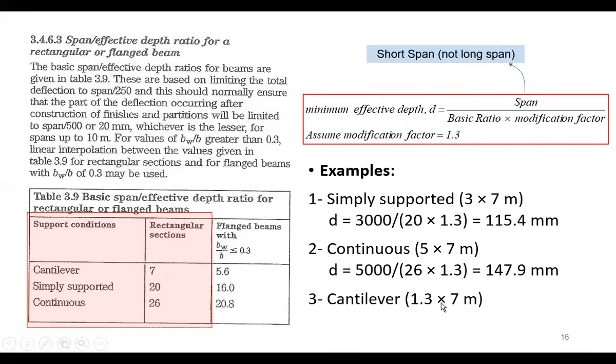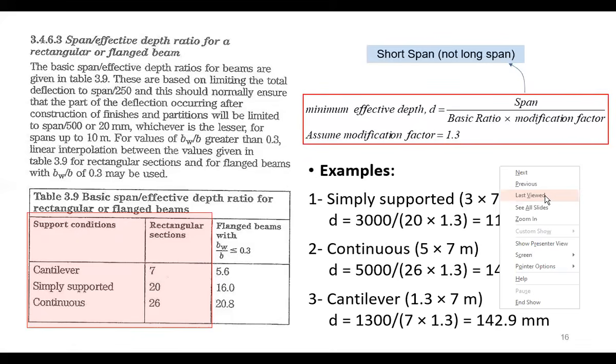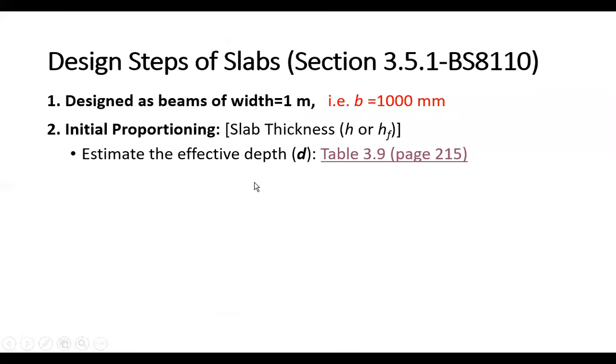And again, if you have a cantilever where the span is 1.3 meter, the depth equals the span, but you put it in millimeter to get the depth in millimeter, divided by the basic span to depth ratio. In this case, for a cantilever it is 7 times the modification factor, and you have a value of 142.9 millimeter.